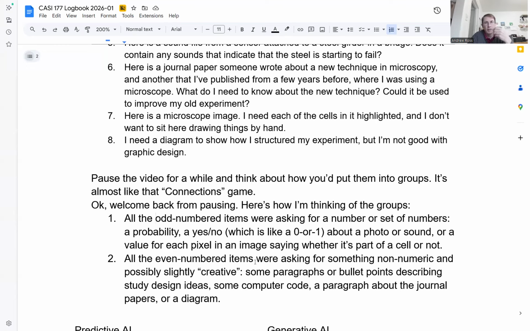Where all of the even numbered items, we're asking for something that's sort of non-numeric and maybe even a little creative, like writing some code or writing some paragraphs about how to study a situation, or writing a paragraph about this journal paper, this new one, and my old one, and what I can learn from the new one, or a diagram. I mean, you can say, let's represent that with pixels, but there might be better ways.